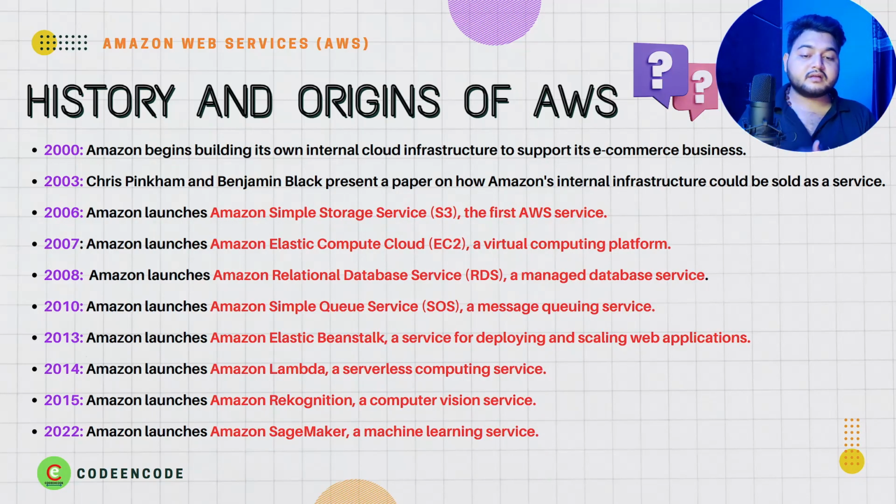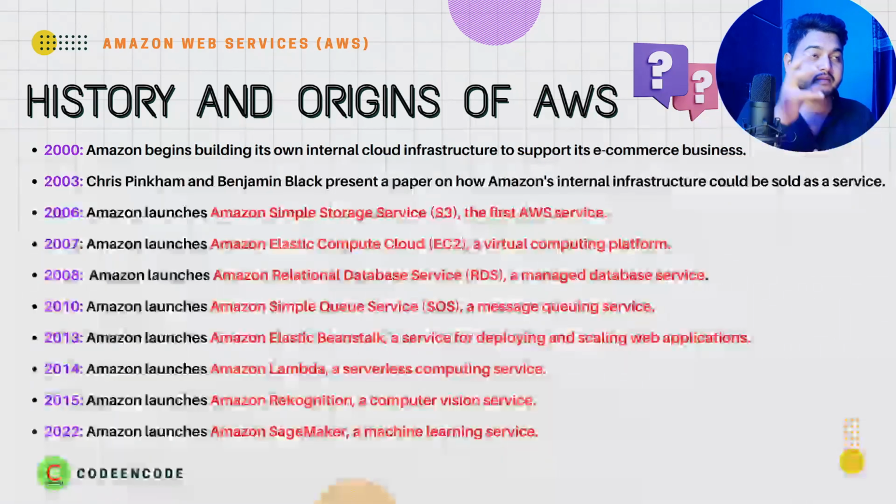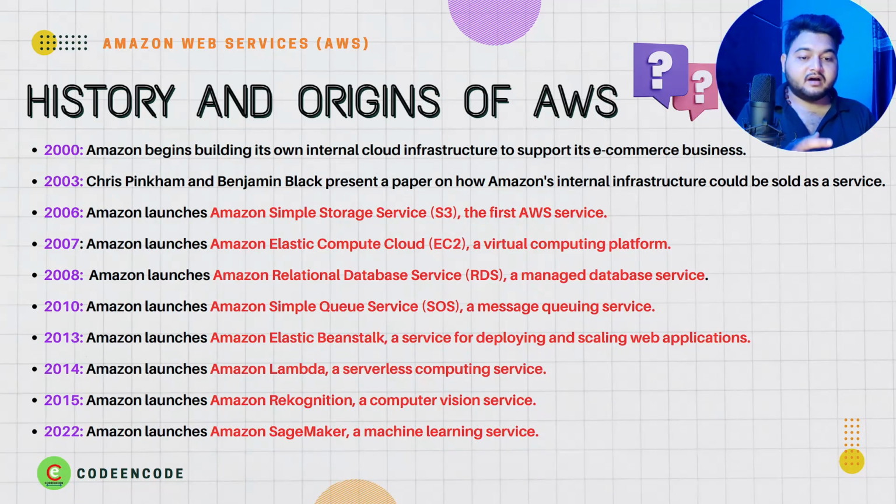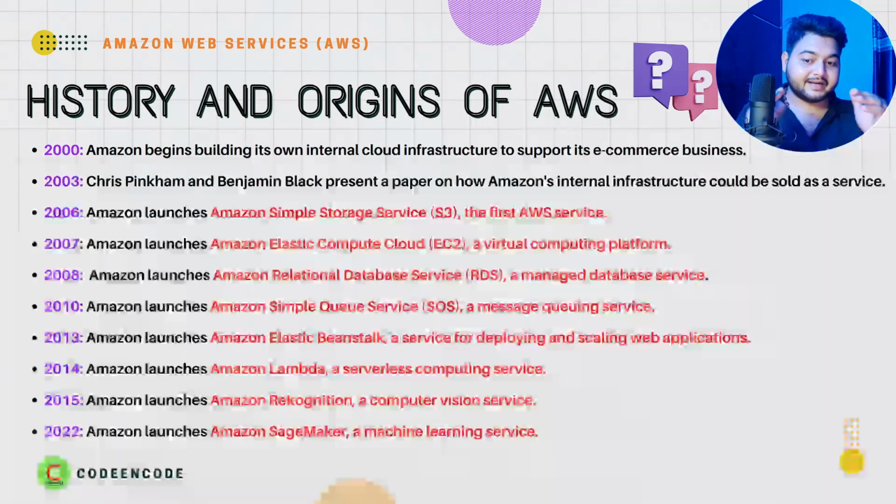Then in 2006, Amazon Simple Storage Service, S3, was launched, which is the first AWS service and comes under the storage component of AWS. Then in 2007, it launched Elastic Compute Cloud, which comes under the compute category, a virtual computing platform. In 2008, it released Relational Database Service, a managed database service. Then in 2010, Simple Queue Service, a simple message queuing service, right? We will be looking into all the services in great detail.